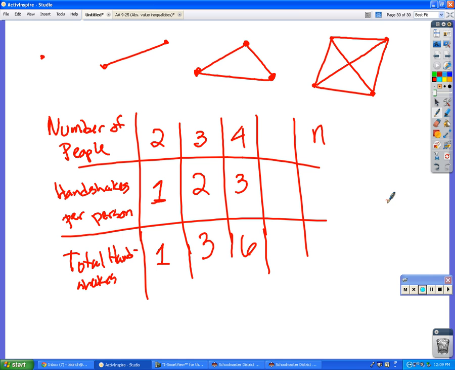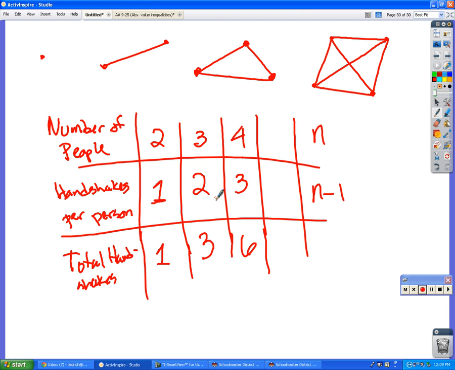What's that? Yep, excellent. N minus 1. So if I have 2 people, each person is going to have 1 handshake. If I have 3 people, each person is going to have 2, so 1 less. 4 people, each person gets 3, right? And that makes sense because you're shaking everyone's hand in the room except for your own, okay?